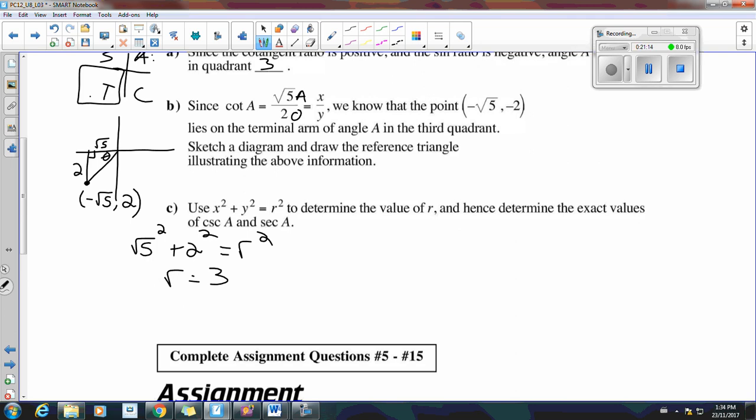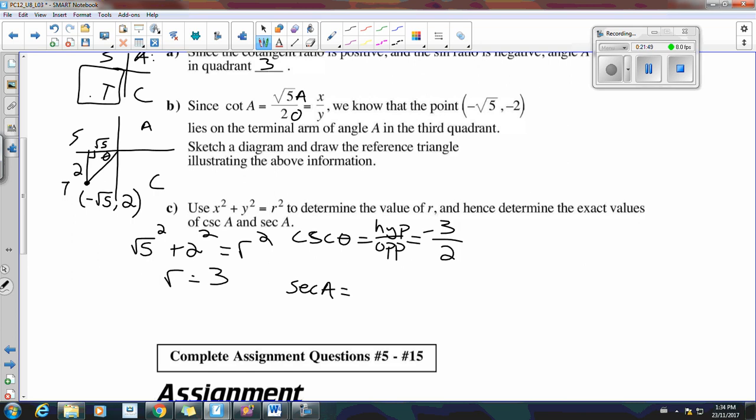So remember, cosecant is the reciprocal of sine. So cosecant is hypotenuse over opposite. Well, our hypotenuse here is 3. The opposite side is 2, so that's just 3 over 2. In this quadrant, though, we know that sine is negative, so cosecant will be negative, so this is negative 3 over 2.